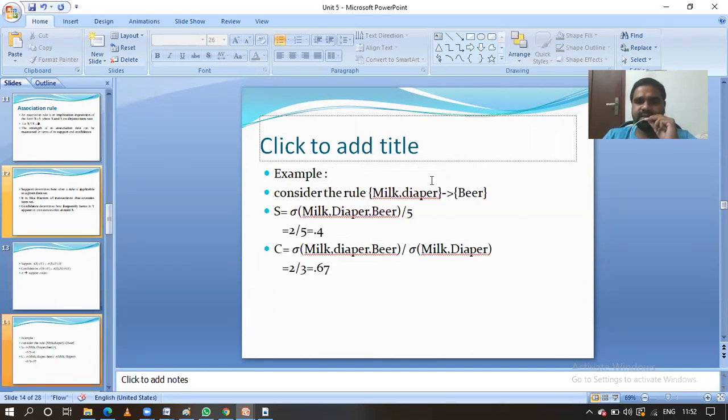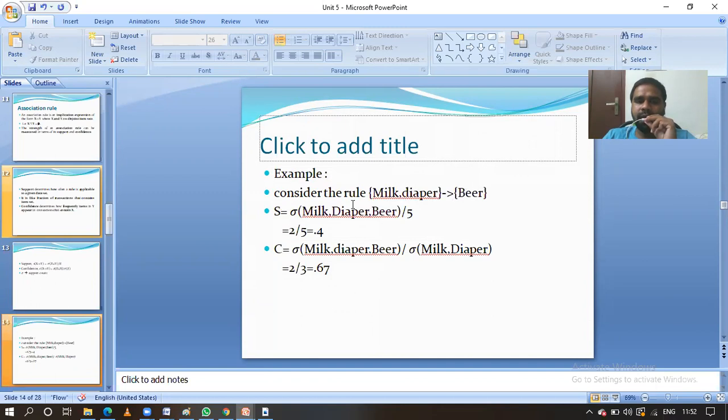So let us take one example, guys. Then you can easily understand how to calculate the support and the confidence. Here, the association rule is milk and diaper tends to beer. What is the meaning of this? Whenever they have purchased milk and diaper, they are going to purchase beer also. That is the association rule.